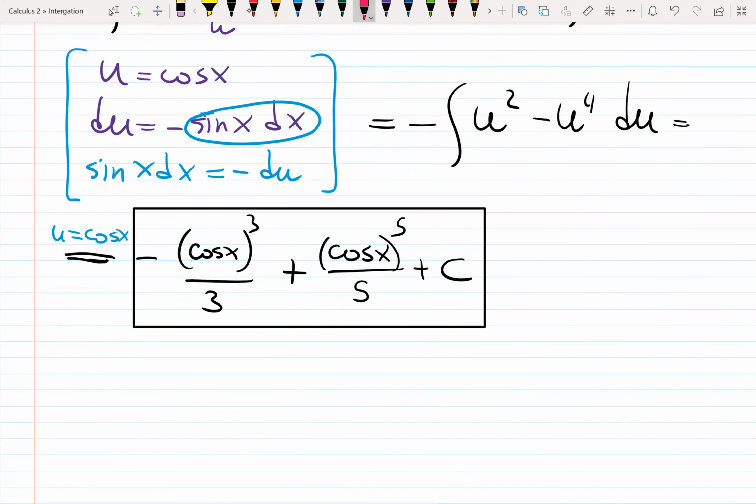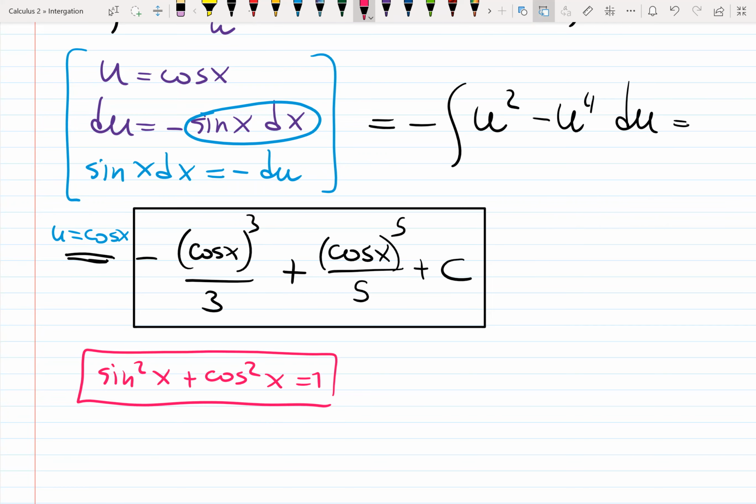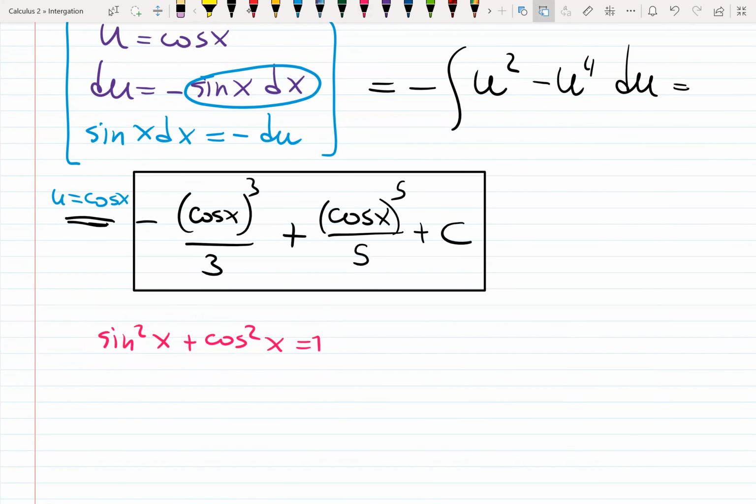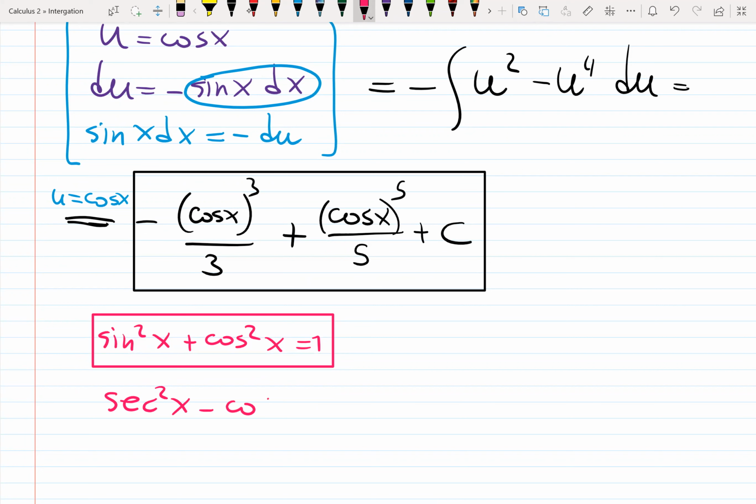Formulas, remember different formulas. Sine square x plus cosine square x gives you one. So each function square is one or minus another function square. That's how you can remember. Sine square is one minus cosine square and so on. But then secant squared minus tangent squared is one. I remember the secant is cooler than tangent, so secant goes first.